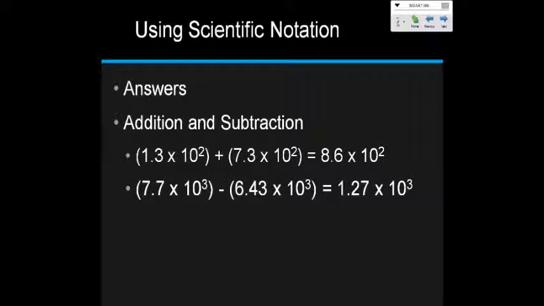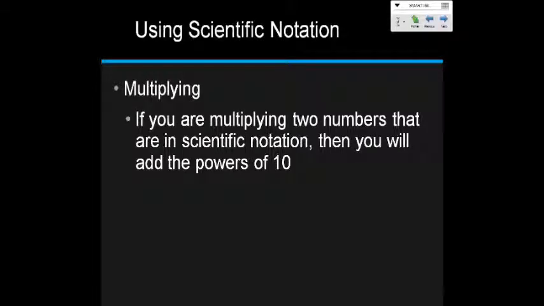All right, let's go ahead and look at these answers. Now, all you had to do was say 1.3 plus 7.3, that's 8.6, and then you keep the same power of 10. Since it started with 10 to the second, you're going to keep 10 to the second. Same thing with the subtraction, 7.7 minus 6.43, that equals 1.27, and then keep 10 to the third power. And there's one more, or two more things that we need to talk about in using this. Multiplying: when you're multiplying two numbers that are in scientific notation, you add the powers of 10 together. So let me show you what I'm talking about.